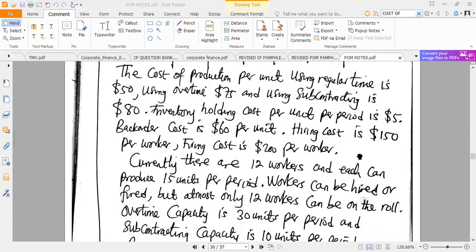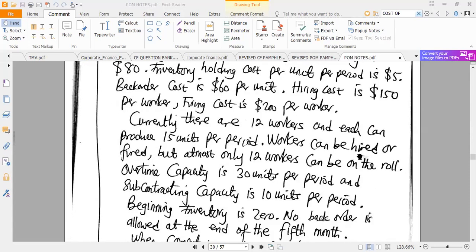Now, here, I'm supposed to make mention of the fact that when we say 12 workers can be on the roll, it means that we should not exceed 12 workers for a given month. For each of those months, from month 1 through to month 5, we need to have a maximum of 12 workers per month. Overtime capacity is 30 units per period, and subcontracting capacity is 10 units per period.